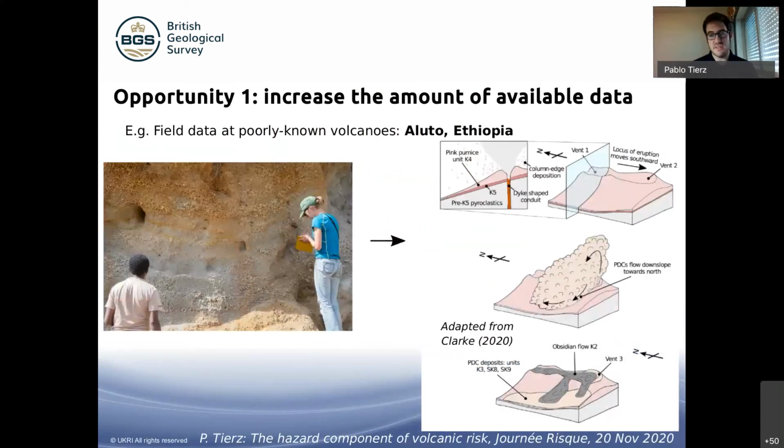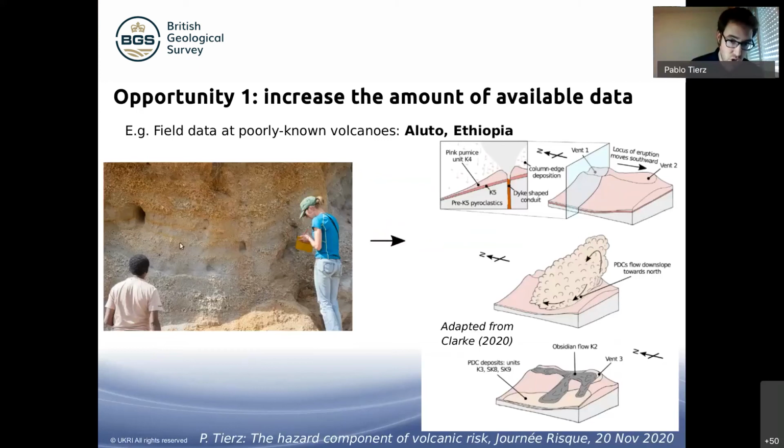First opportunity may sound very simple, but it's very, very important for us. And it's basically increase the amount of data that we have available. So we need to collect more data and to assemble more data into databases so we can improve our quantitative hazard assessments. And here's just an example for a recent project in Ethiopia.